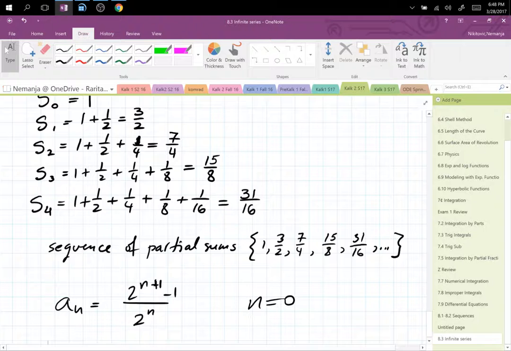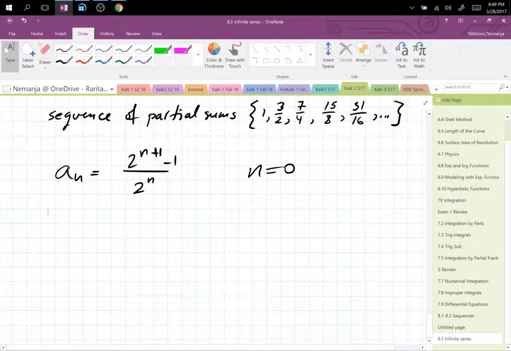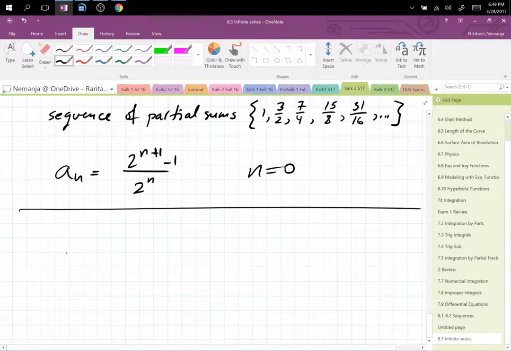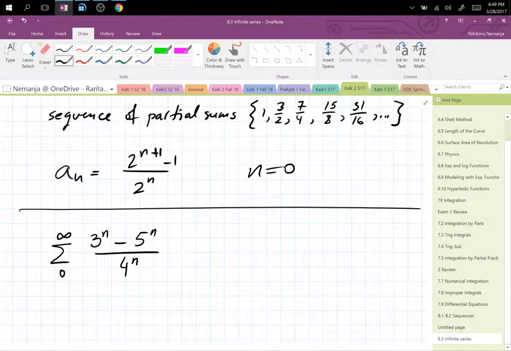So, that's that. Now, the summation of (3 to the n minus 5 to the n) over 4 to the n, from 0 to infinity. Does this converge or diverge?